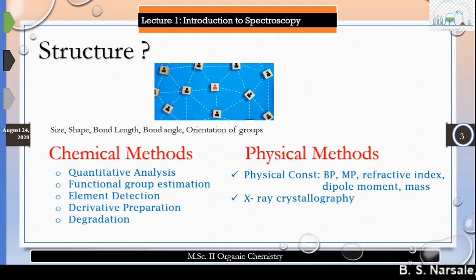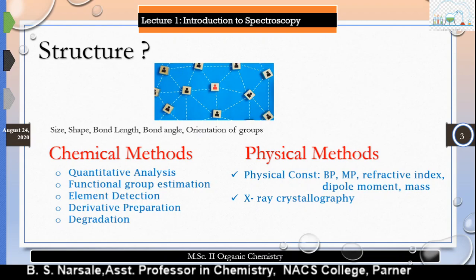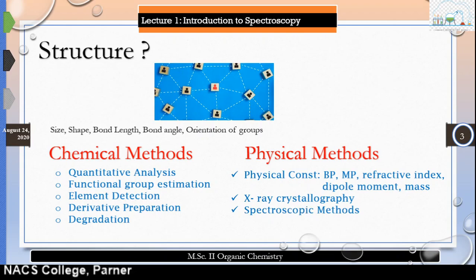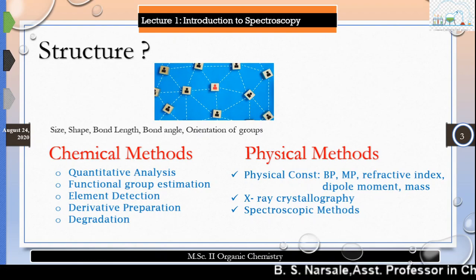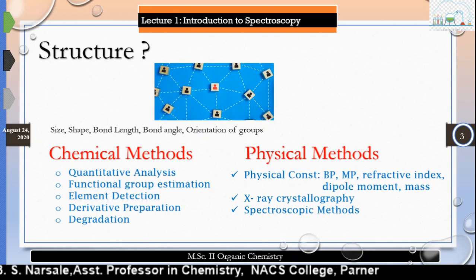Furthermore, these methods were elaborated into a technique, that is X-ray crystallography, in the mid 19th century, and the newer methods after that are spectroscopic methods. We get more information, not over more information, but we predict up to the correct structure by using spectroscopic methods.